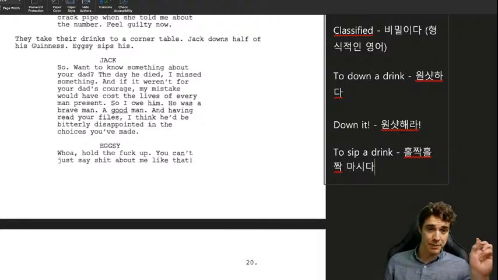Wanna know something about your dad? The day he died, I missed something. And if it weren't for your dad's courage, my mistake would have cost the lives of every man present. So I owe him. He was a brave man, a good man. And having read your files, I think he'd be bitterly disappointed in the choices you've made.